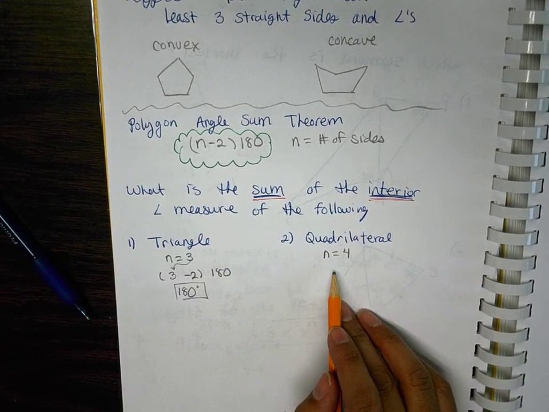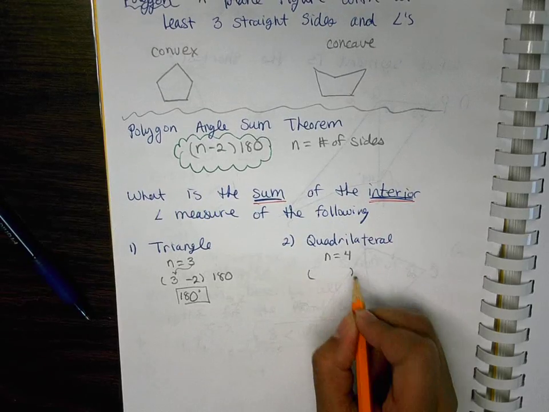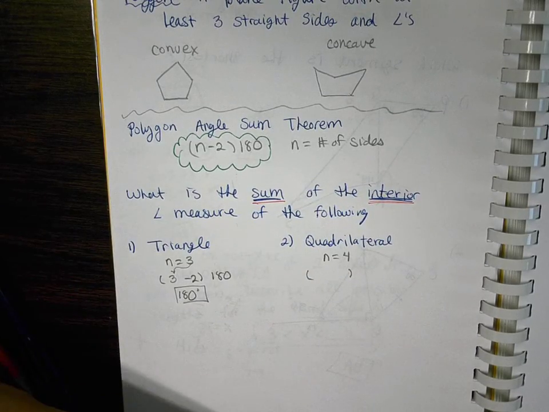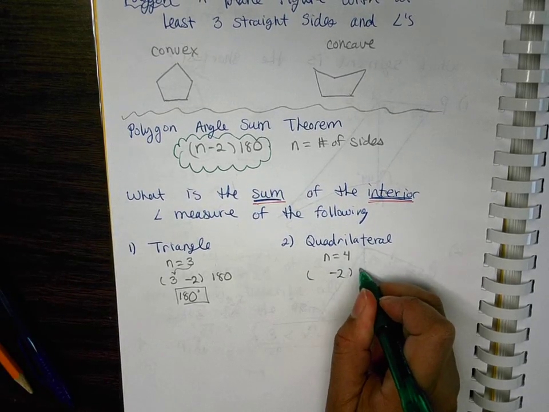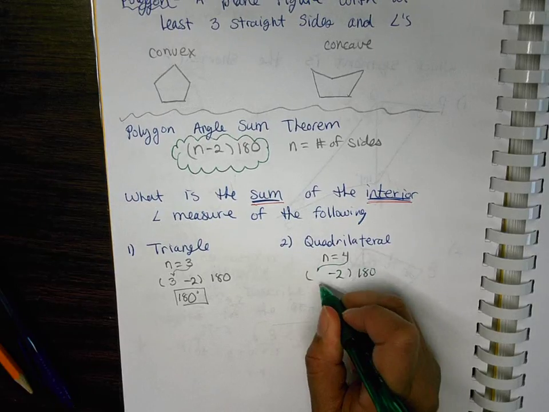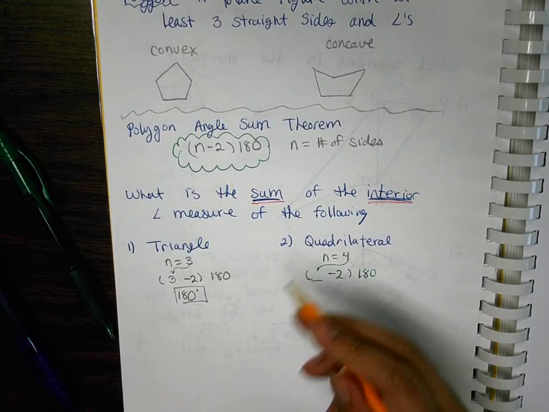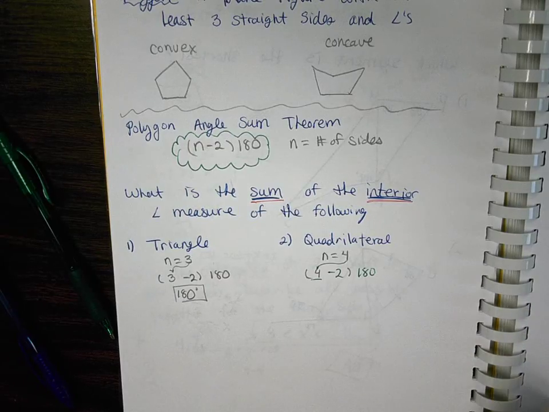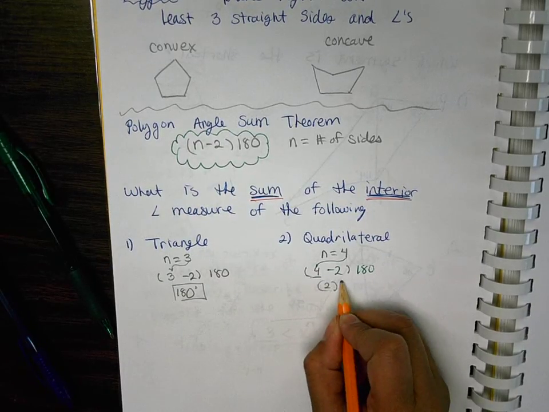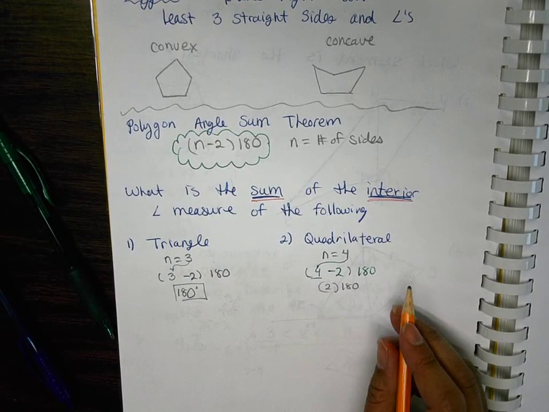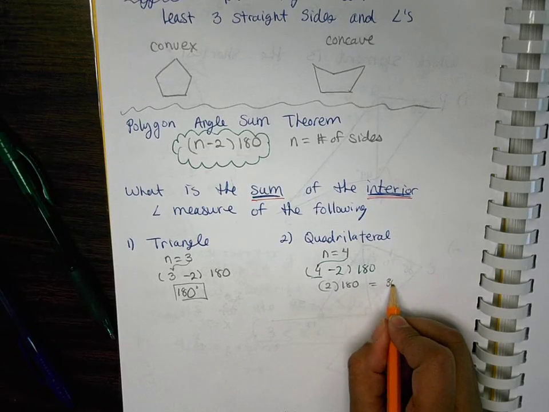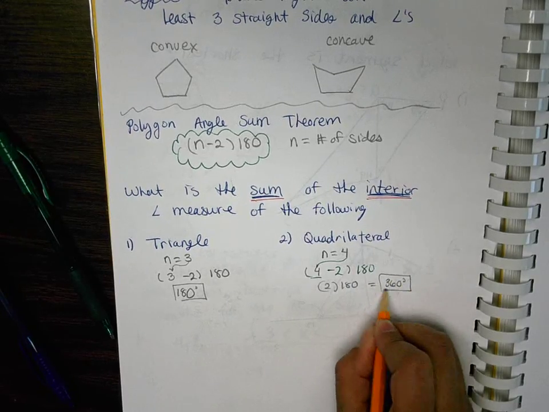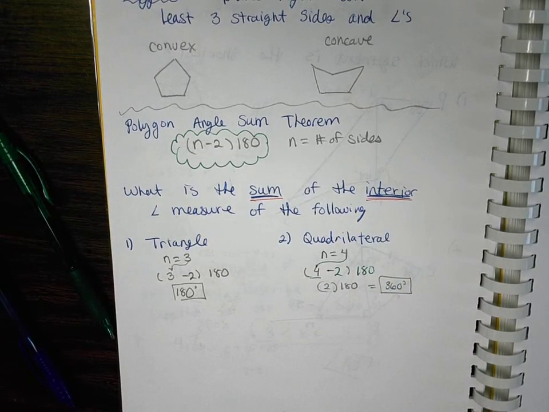All right, so plug it in the formula, something minus 2 times 180. What goes in the blank? 4, because there are 4 sides to a quadrilateral. What's 4 minus 2? 2 times 180? 360.